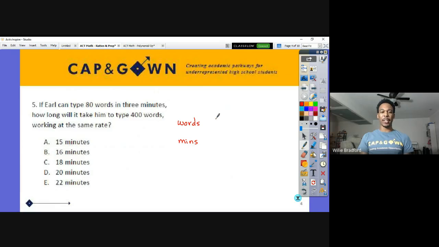Earl can type 80 words in 3 minutes. All right. So how long will it take him to type 400 words? Let's keep our words all on the same line at the same rate. So how many minutes will it take him? That's what I don't know.